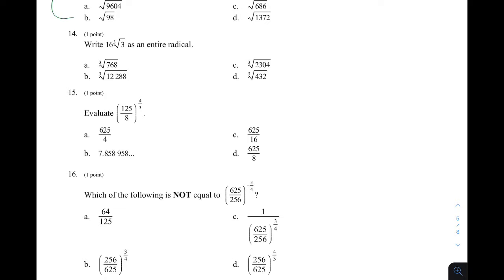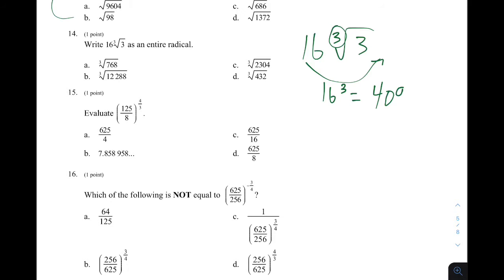Number 14, write 16 times the cube root of 3 as an entire radical. Same procedure as before. I'm bringing the 16 in, but this time I've got to cube it. So 16 cubed is 16 times 16 times 16, which should be 4096.